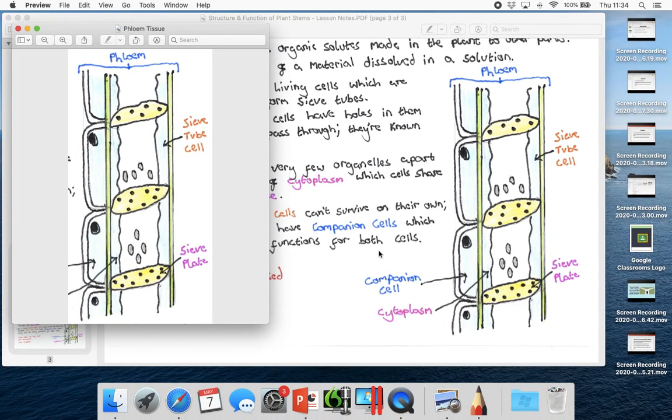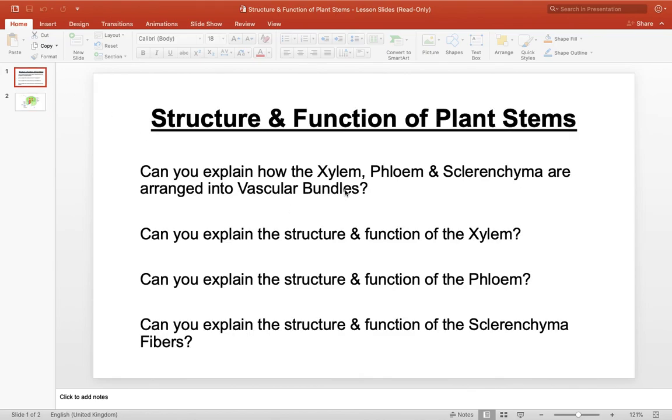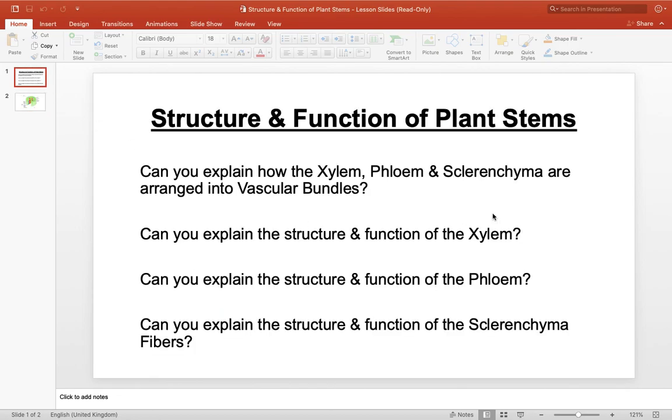So, from this lesson, you should now be able to tell me how the xylem, phloem and sclerenchyma fibres are arranged into a vascular bundle. This diagram here, that is your vascular bundle. You should be able to tell me the structure and function of the xylem, phloem and sclerenchyma. Moving forward in this topic, we're going to look at how these substances are actually transported. If you want to read ahead, that is fine. But from today's lesson, I just want you to understand the structure of each of them. I don't want you to worry about how water's actually moved and how sugars are moved. We're going to do entire lessons on that.